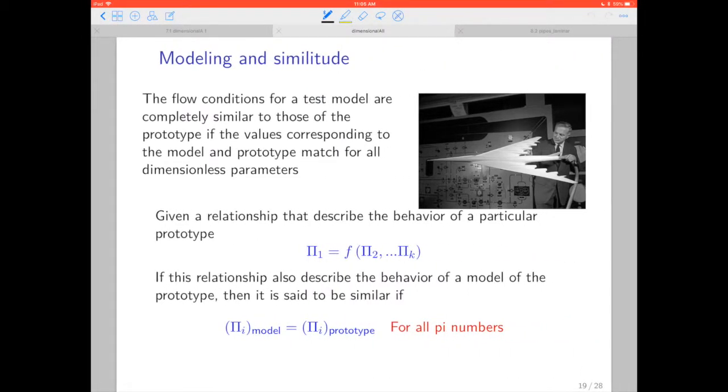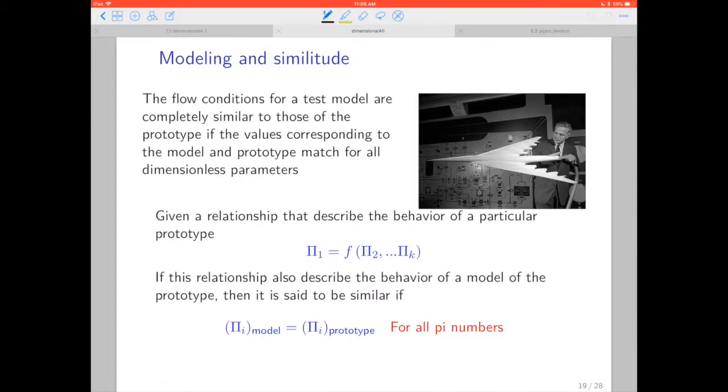Okay, let's continue. Our new topic here is modeling and similitude. We probably want to make a big plane, but we would like to know what is going to happen if we build a plane with certain dimensions. We will need to prove the power and a lot of things, and it will be very expensive if we just have to actually build the prototype and see how it behaves, and if it doesn't behave, produce another prototype. That's probably not going to work.